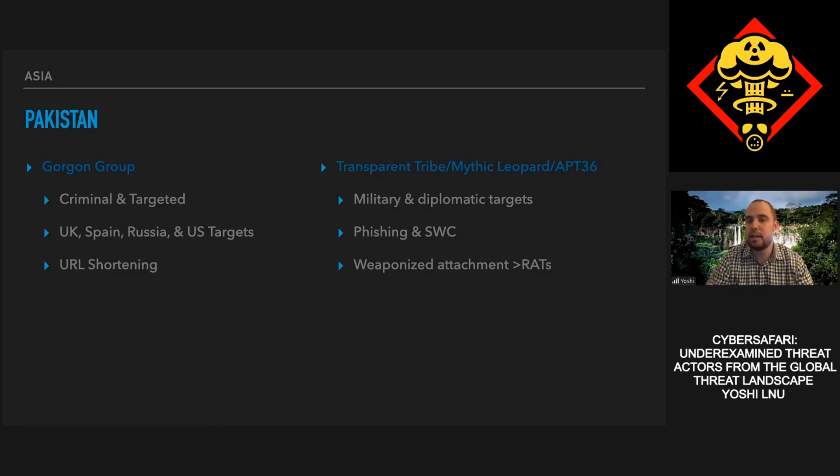The other APT tied to Pakistan is Transparent Tribe, or Mythic Leopard, or sometimes APT36, depending on who you're talking to. In 2016, Proofpoint's Darien Huss published some research that identified phishing attacks targeting Indian military resources. The phish included a weaponized RTF document that dropped a PE that eventually led to a RAT.